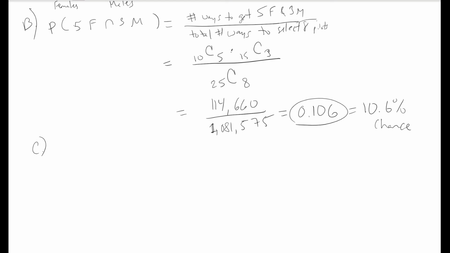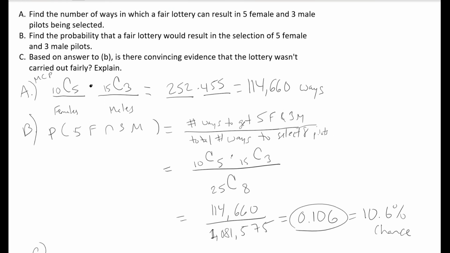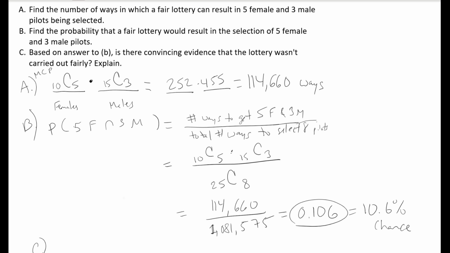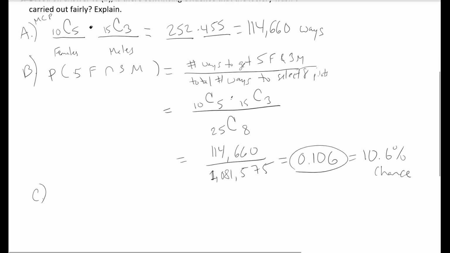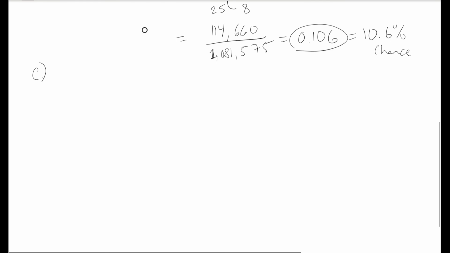So part C is asking, based on this answer, is there convincing evidence that the lottery wasn't carried out fairly? And explain. Well, if the lottery were carried out fairly, there is a 10.6% chance that this is likely to happen. Now, is this chance high enough to warrant that that particular event happened? That's what we want to ask ourselves. What is the cutoff for whether it's too low of a chance?